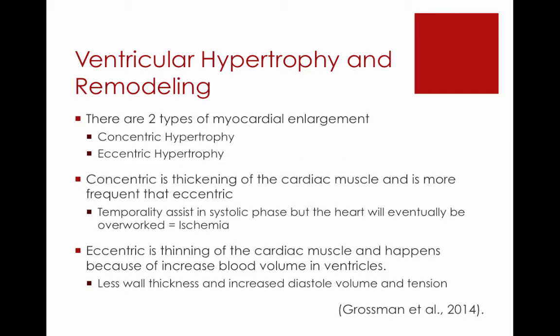So there are two types of hypertrophy that I'm going to talk about. These include concentric and eccentric. Concentric hypertrophy is thickening of the cardiac muscle and is more frequent than eccentric. It looks at increasing systolic contraction, or increasing the force of contraction. Eccentric hypertrophy, on the other hand, is thinning of the cardiac muscle and happens because of increased blood volume in the ventricles.